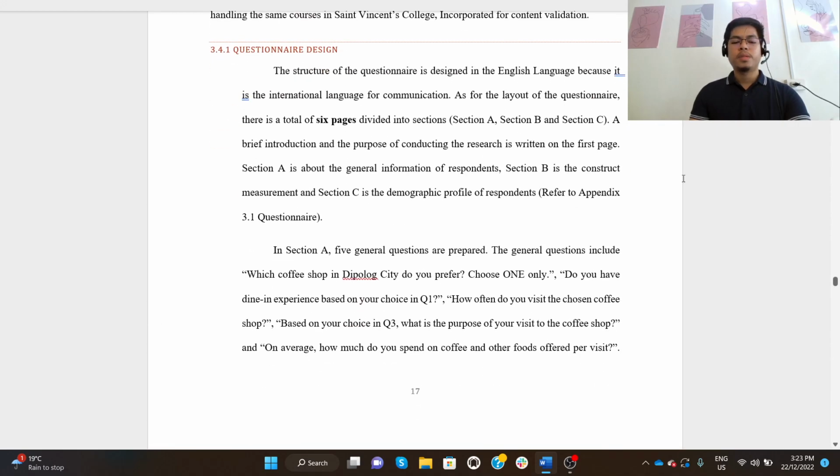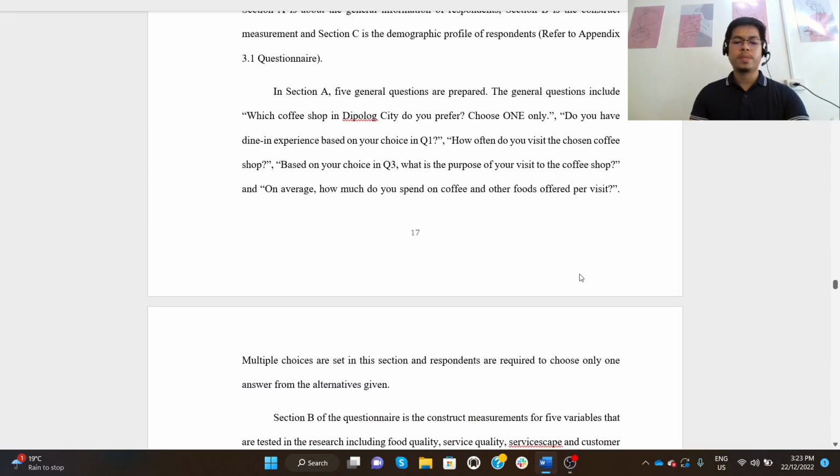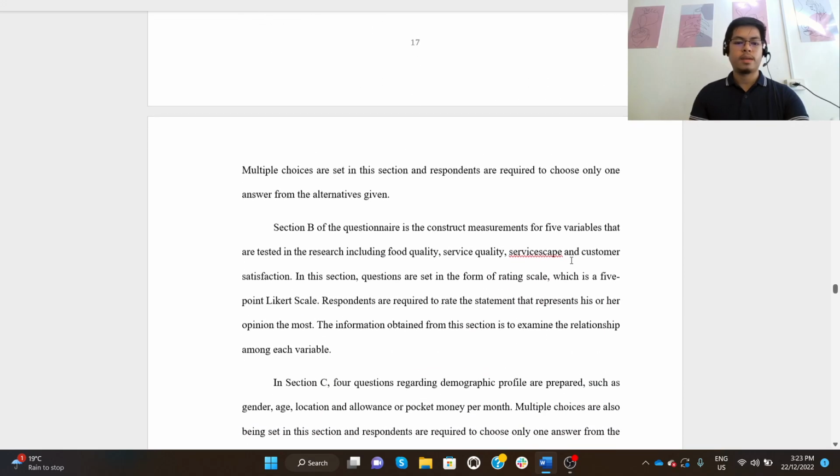So in section A, 5 general questions are prepared. The general questions include which coffee shop in Dipolog City do you prefer? Choose one only. Then, do you have time and experience based on your choice in question 1? Followed by how often do you visit the chosen coffee shop? And then based on your choice in question 3, what is the purpose of your visit to that coffee shop? And last question, on average, how much do you spend on coffee and other foods offered per visit?